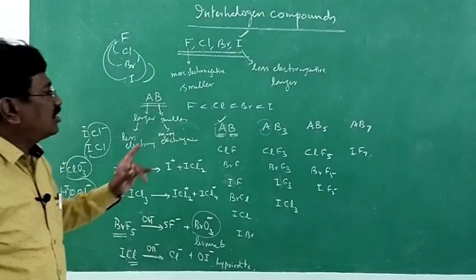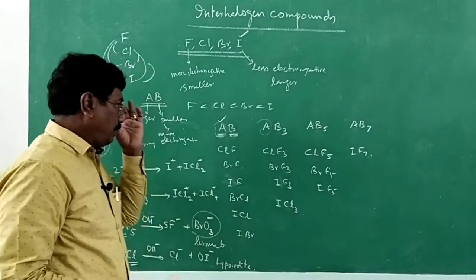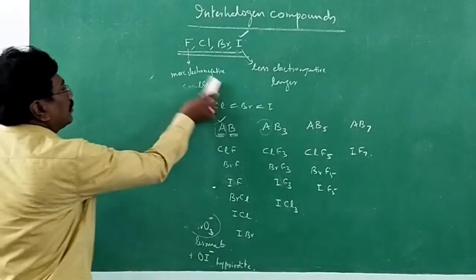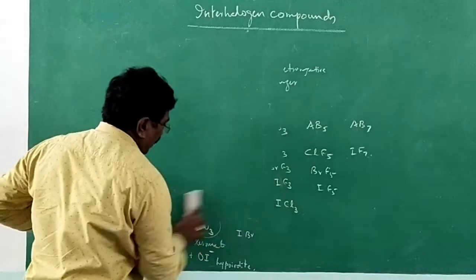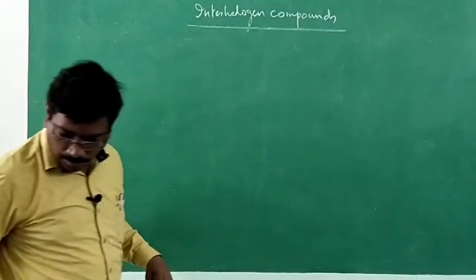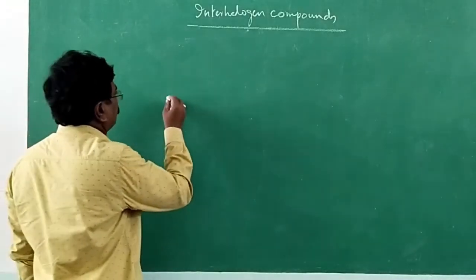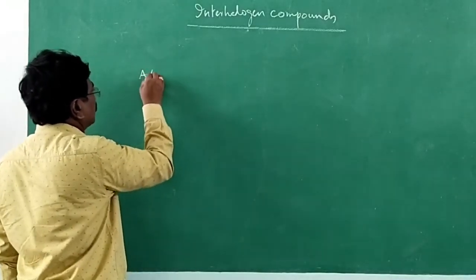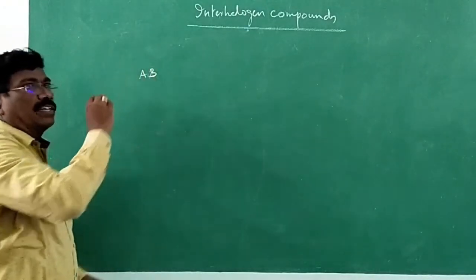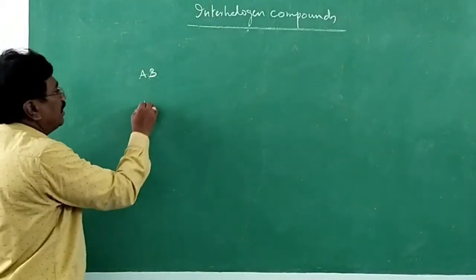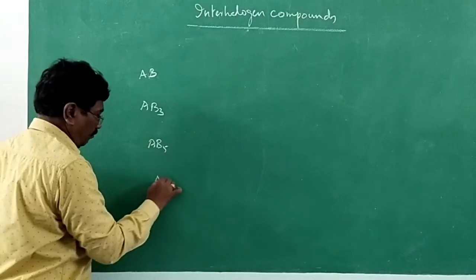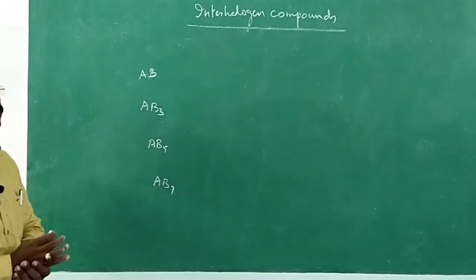Then, regarding the structure of these compounds, let us go into the structure. Very interesting interhalogen compounds. The only points are electronegativity difference and size difference. That's how they form molecules. And then AB we have taken, is it not? Let me take it in the form of AB, AB3, AB5 and AB7. 4 types we have seen.